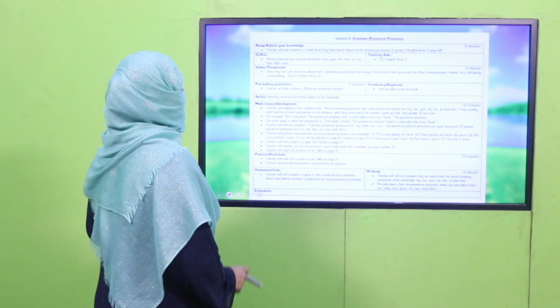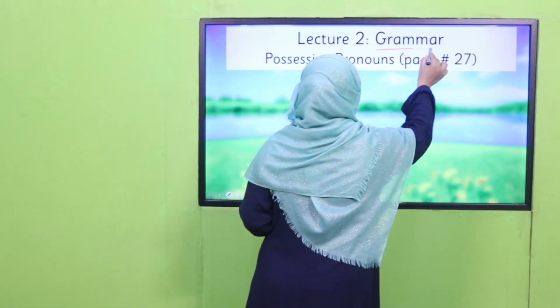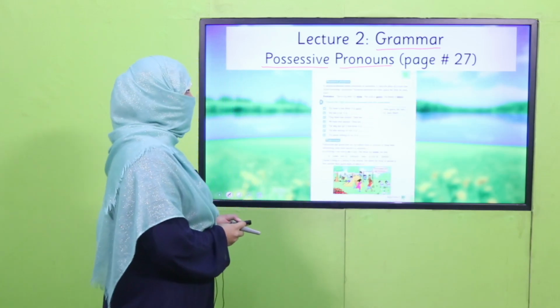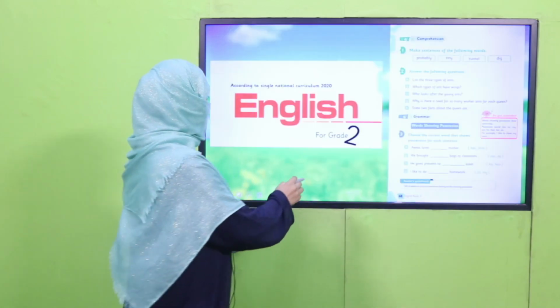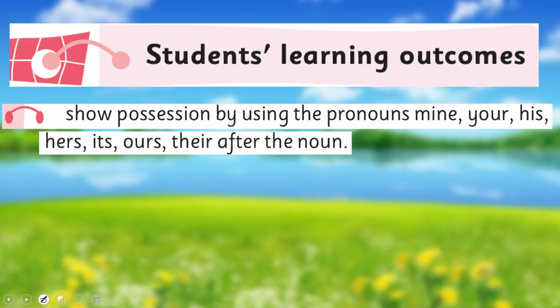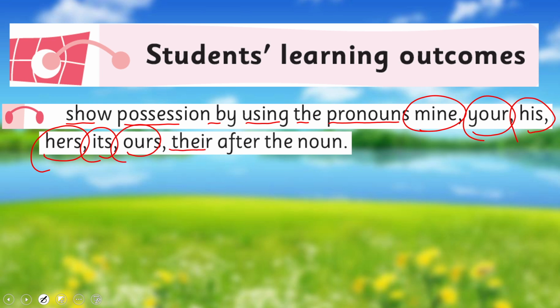Yes, my dear children. Under the title of grammar, today we are going to learn about possessive pronouns and we'll cover page number 27 of your book. Before this, in your previous class, English for grade 2, I have taught you words showing possessions. I hope you remember. If not, you may watch this video again. Today we learn further and we learn to show possession by using the pronouns mine, yours, his, hers, its, ours, theirs after the noun. This is our today's lesson.